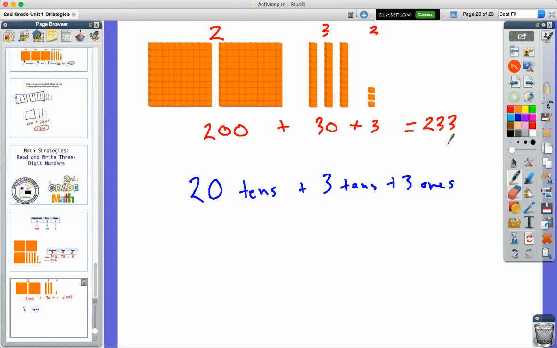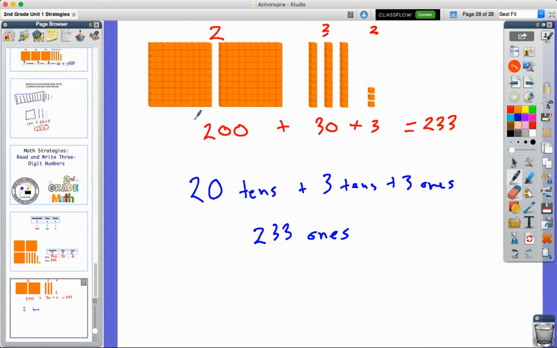Or we could think about how many ones are in this problem. Well, there's 100 ones, another 100 ones, that's 200 ones. We've got 10, 20, 30 ones here, and 3 ones. So really, there would be 233 ones if we counted each one of those little blocks separately.